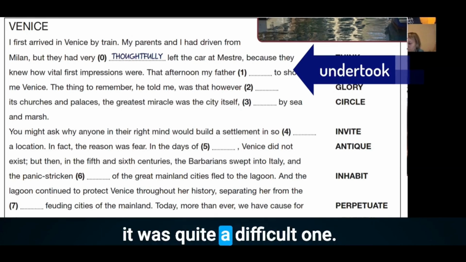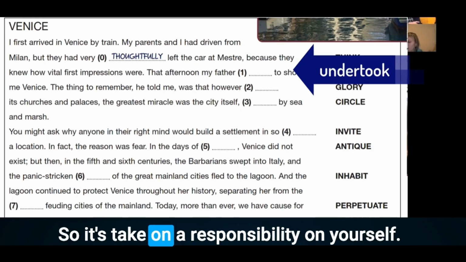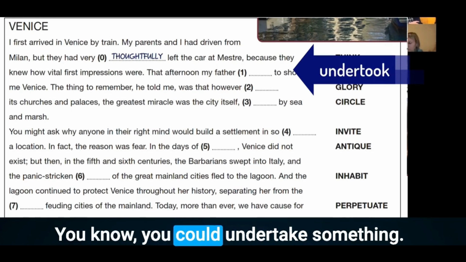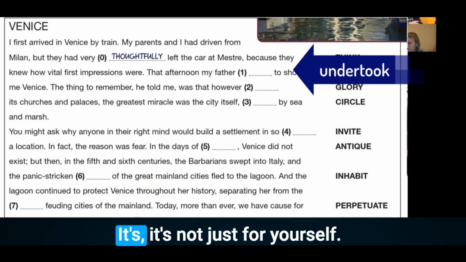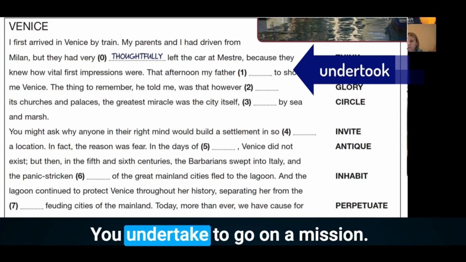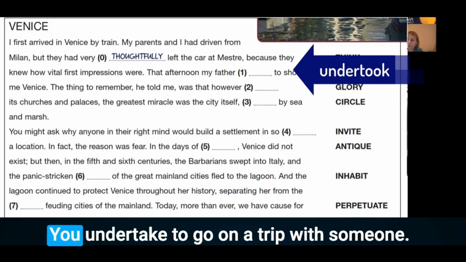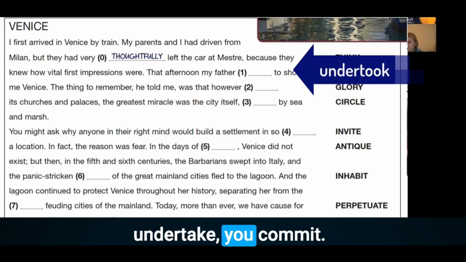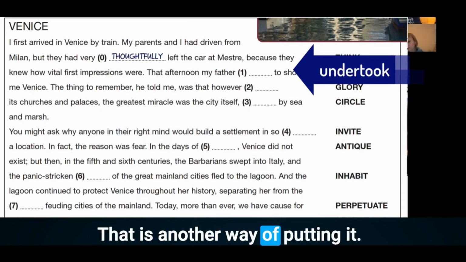And it was quite a difficult one. So it's take on a responsibility on yourself, or on behalf of others. You know, you could undertake something. It's not just for yourself. I undertake to help you. You undertake to go on a mission. You undertake to go on a trip with someone. So it's similar to take on, but you undertake. You commit. That is another way of putting it.